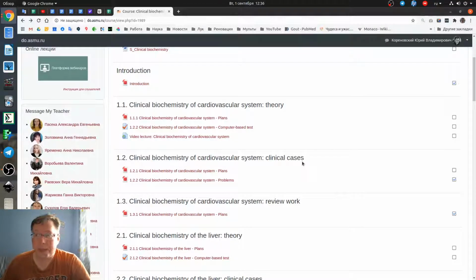Theory means that we will discuss, or I will answer questions, and describe the mechanism of development of different diseases, like cardiovascular diseases or diseases of liver. And theory is a theoretical biochemistry, which is a little bit related with different laboratory tests, biochemical tests. Clinical cases. In clinical cases, we will discuss different problems, clinical situations.